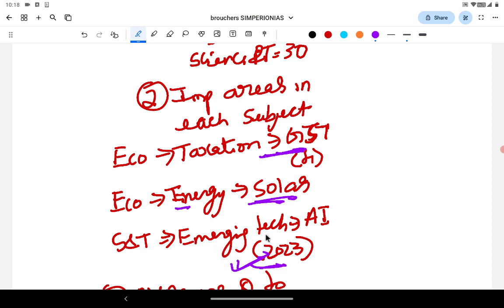So with ChatGPT, with OpenAI, and with AI taking over the world, AI is a very important topic. Through PYQs, you get to know that a question around AI has already been asked 2-3 times. So you can expect a question from it and prepare it well.